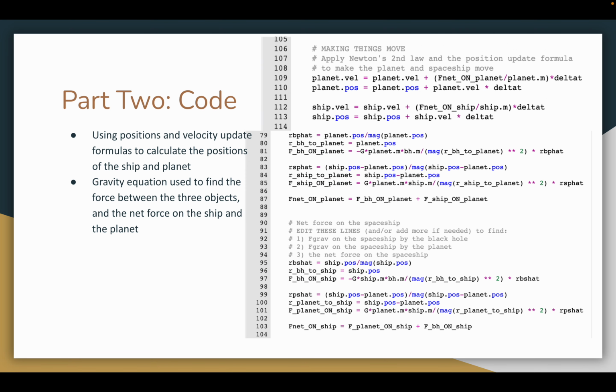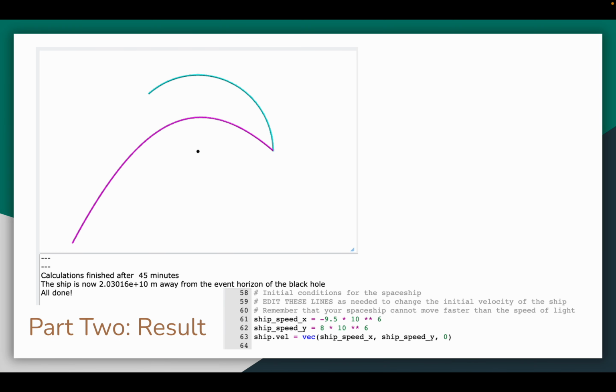Using the position and velocity update formulas, we could calculate the positions of the planet and ship in the top part here, and the gravity equation was used to find the force between the 3 objects, the net force on the ship and the planet. Using guess and check, I was able to find the necessary relationship of the ship speed in the x and y direction, seen here, in order for it to go into an orbit around the black hole and then exit.